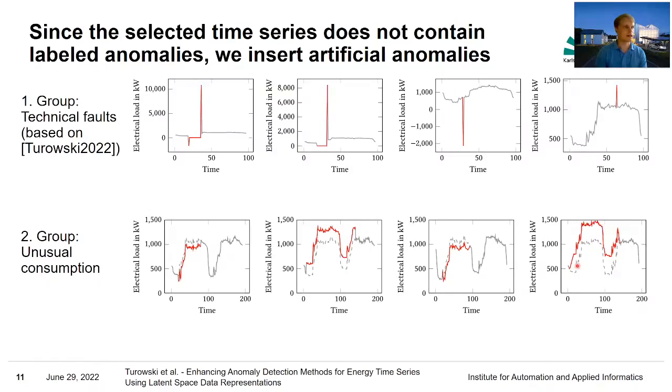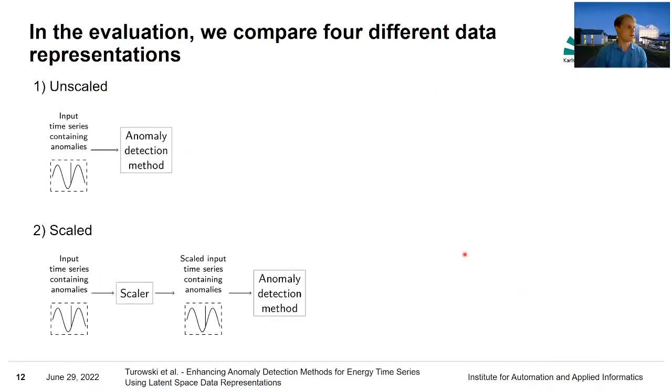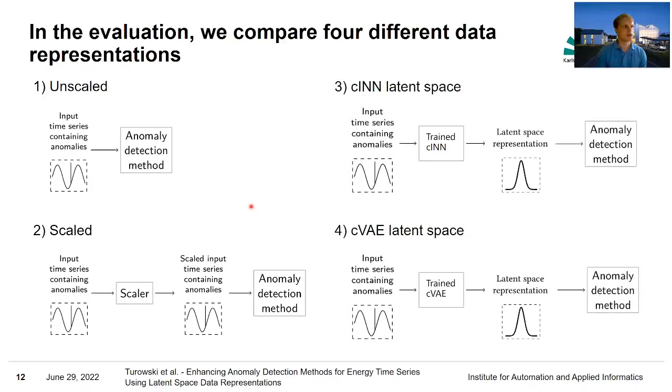on this data. So the first one is the unscaled data representation, which corresponds to the common approach of directly applying anomaly detection methods to the data containing anomalies. As I mentioned before, there's also the approach of using the scaled version of the input data. These are basically the 2 baseline data representations. We compare them with 2 latent space data representations.